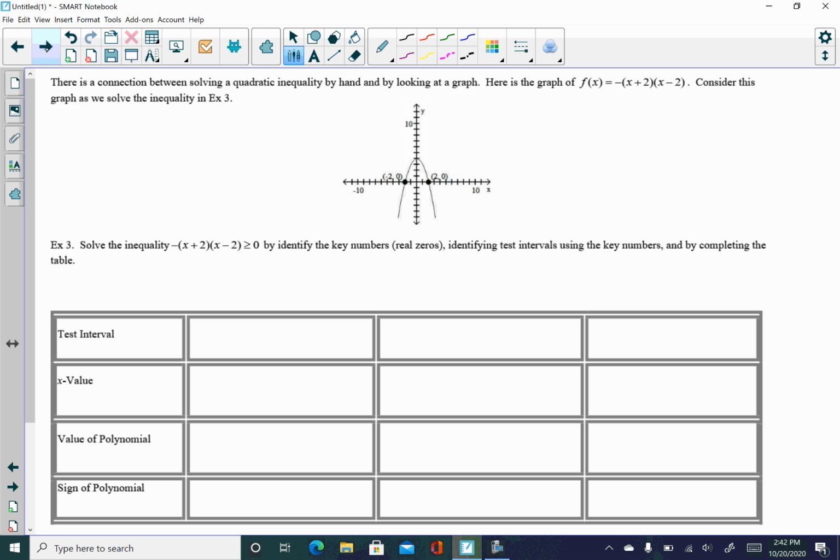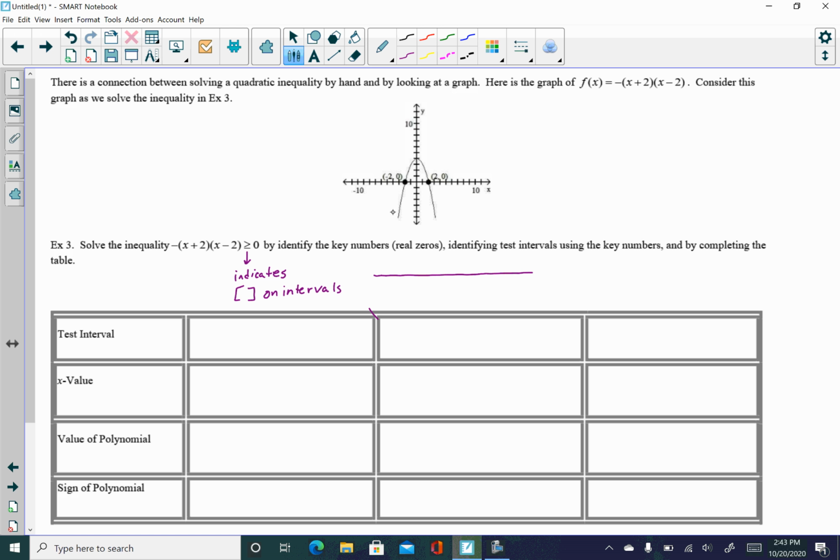So in example 3, it says solve the inequality, and so here's the inequality that you're looking at where it's greater than or equal to 0. What that greater than or equal to 0 means is that it indicates that we're going to have brackets on our intervals, okay? And how do we decide our intervals? Well, I'm going to just draw a little quick number line here.